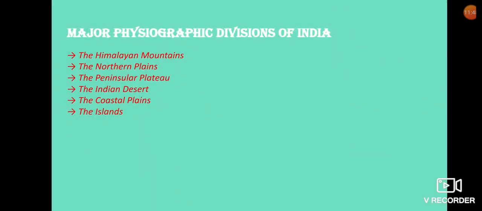Now let's move to the next topic of the chapter, that is the major physiographic divisions of India. Here we will study the six major physiographic divisions of India. Those are the Himalayan mountains, the northern plains, the peninsular plateau, the Indian desert, the coastal plains, as well as the island groups.